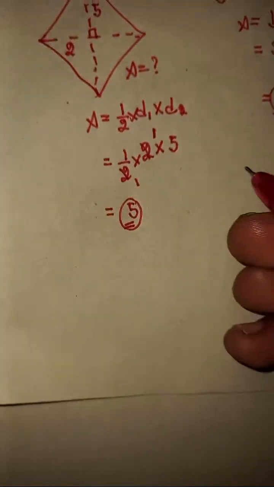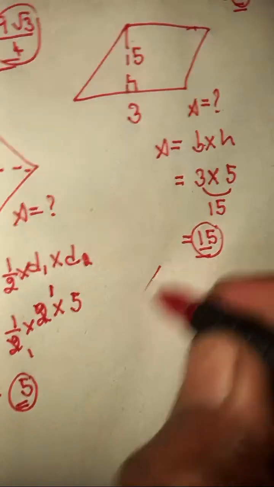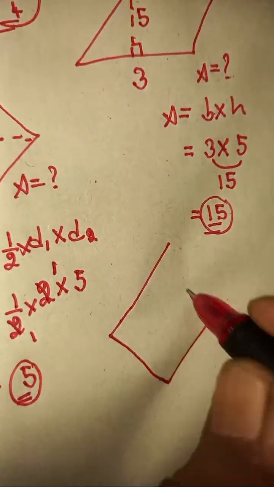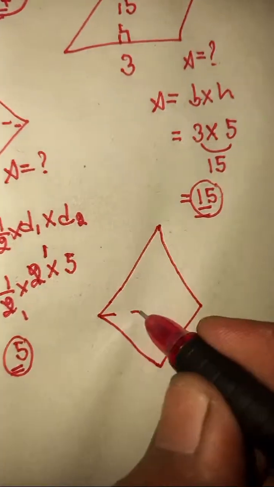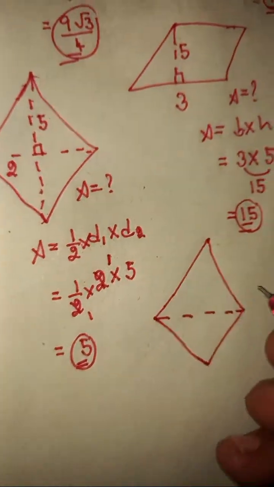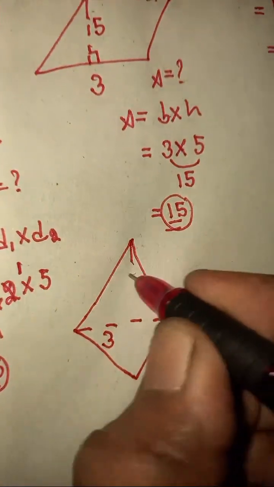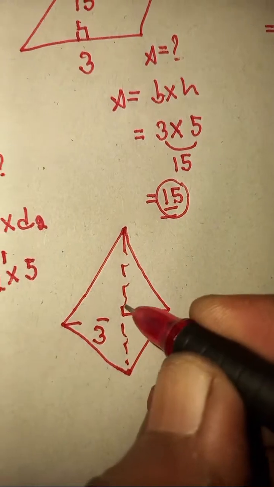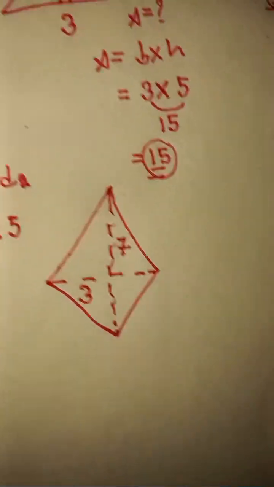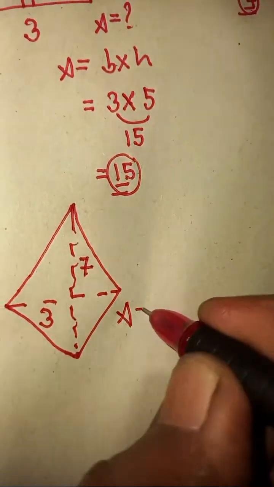And you can take another one, that is a kite. In this kite, they are giving one diagonal, which is equal to 3 units, and another diagonal they are giving as 7 units. Now also you need to find out the area.